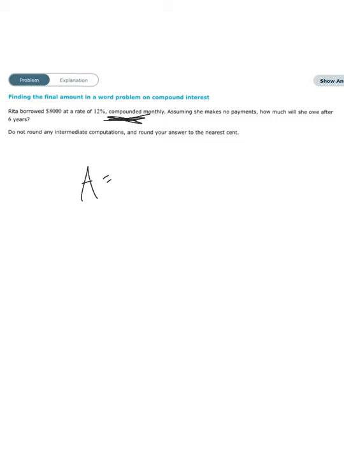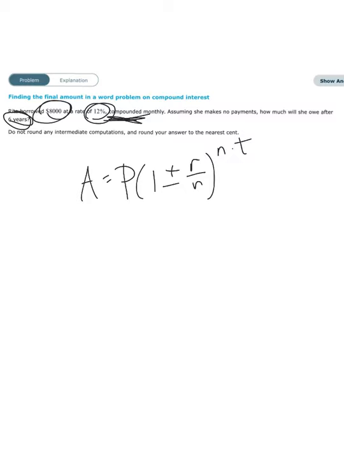So if you don't see the word continuous, then we know we're using either the compound interest formula or growth and decay, which are kind of the same thing. So this is our formula: 1 plus or minus r over n raised to the n times t. We just have to fill in every value that we know. So she borrowed $8,000. The rate, 12%. Then it says 6 years.